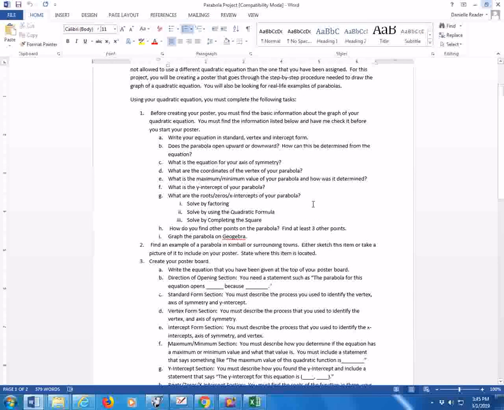Ignore the number 1, well, don't ignore the letters, but ignore number 1, because it says before creating your poster, you need to have all this information to me. You missed that deadline, so now you're going to have to do it all and make sure it's correct before you put it on the poster.